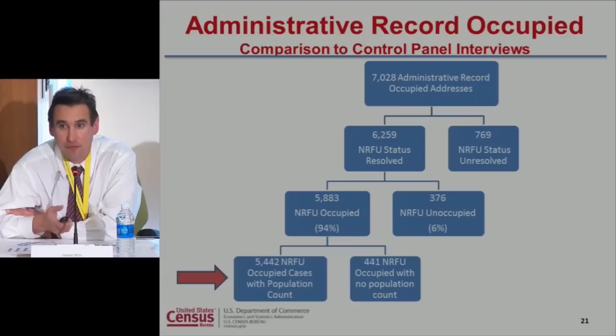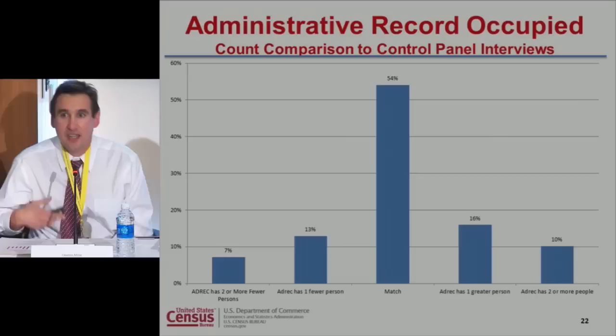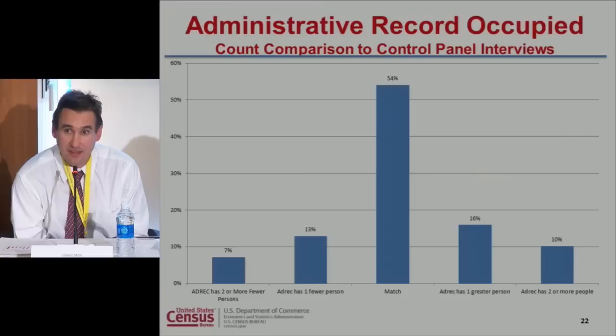We proceeded to look further and identify the cases where the NRFU status was determined to be occupied, but also there's a population count. So that last box of 5,442, we have cases where we have census responses with a population count. We have our administrative records and our population count. We did some additional analysis looking at those. Looking at those 5,442 cases, we compared whether the census count matched our administrative records count. Our finding from the control panel was that the overall match rate was 54%.